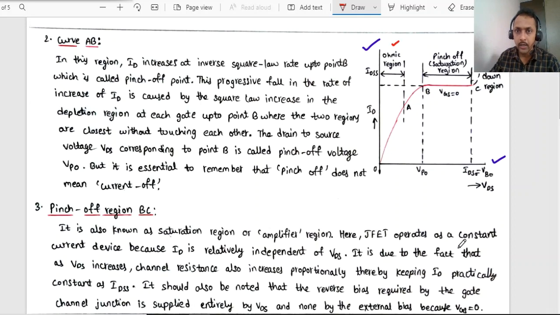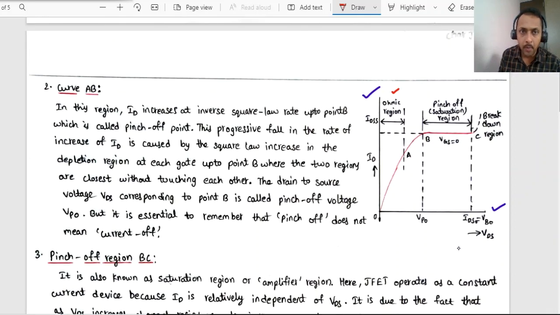If you recollect Ohm's law, V directly proportional to I, right, and V equal to IR, where the voltage and current vary linearly. For example, here you can observe from 0 to A, the relationship between the voltage and current is almost linear, seems to be like a straight line, right, for different values of VDS.